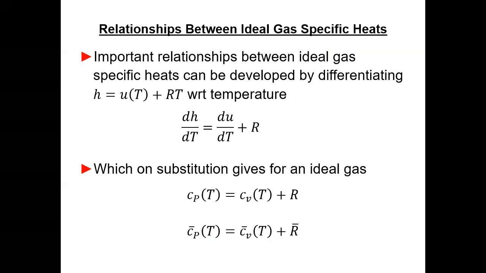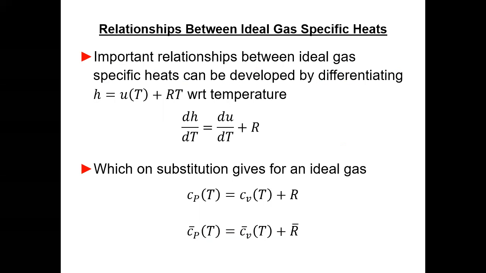It's really quite good. Okay, so important relationships between ideal gas specific heats can be developed by differentiating that expression for enthalpy as a function of temperature only with respect to temperature. I'm not real good at differentiating, but by golly, I think I could get that one right. dh/dT is du/dT plus d(RT)/dT, and R is a constant times T, so when you differentiate it, the T disappears and you just get the R, okay? So from these previous definitions, we know that dh/dT is just Cp of T, and du/dT is Cv of T, specific heat at constant volume. So we make those substitutions in, and we get that second equation: Cp of T is equal to Cv of T plus R.